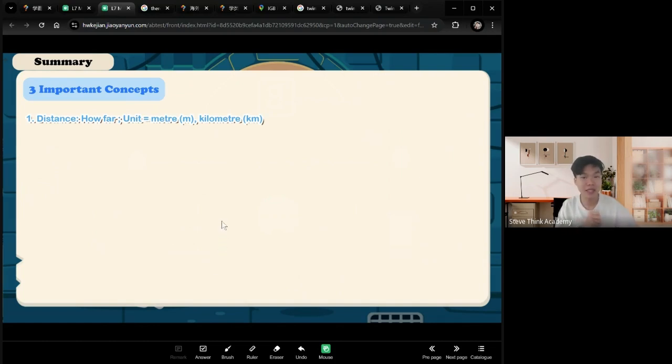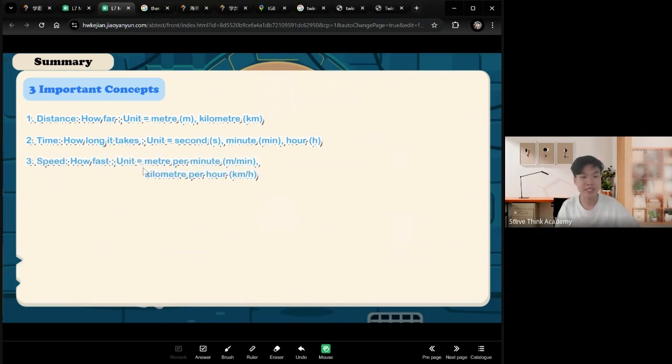Second is the time. How long does it take for you to reach the destination? Depending on the scenario, it could be in second, minute, or hour. And third would be the most important one, the speed. How fast do you travel? Speed is distance per unit time.